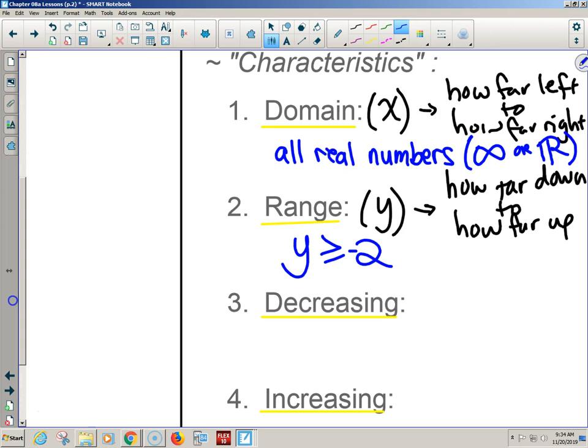Domain, all real numbers, no big deal. Almost every parabola, at least basic one, oriented up and down, it's going to be all real numbers. That's something you can kind of bank on.